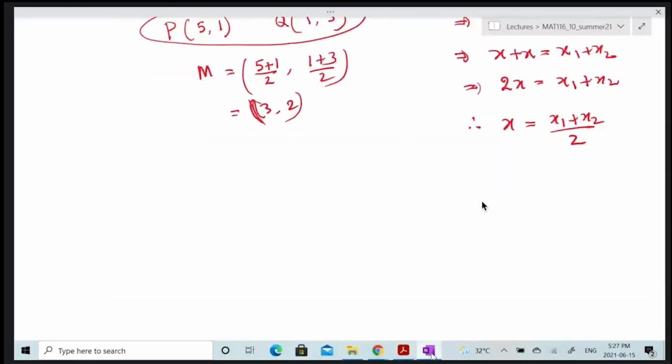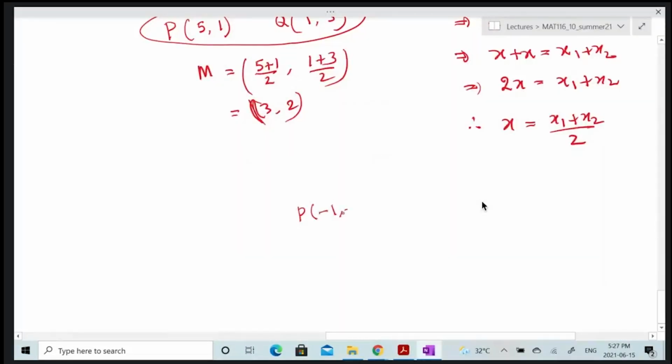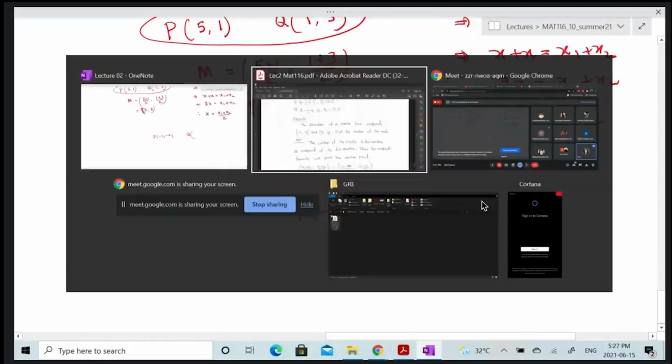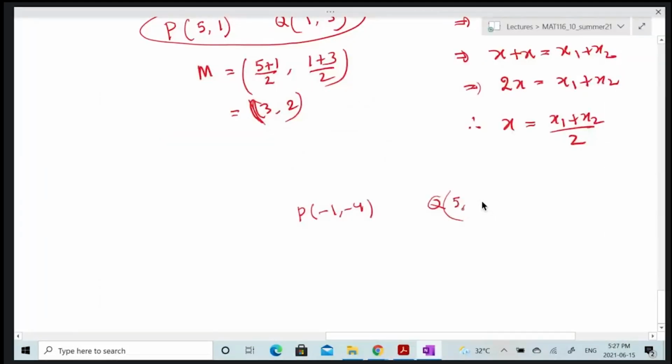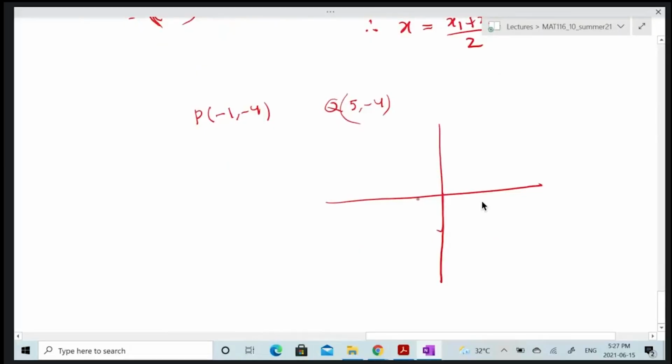So what it is telling us is that we have a diameter of a circle with P at (minus 1, minus 4) and Q at (5, minus 4). So first, locate the points. Where should I locate (minus 1, minus 4)? Third quarter. Perfect. So it is going to be somewhere here. And what about (5, minus 4)? Fourth quarter. Right. Somewhere here.